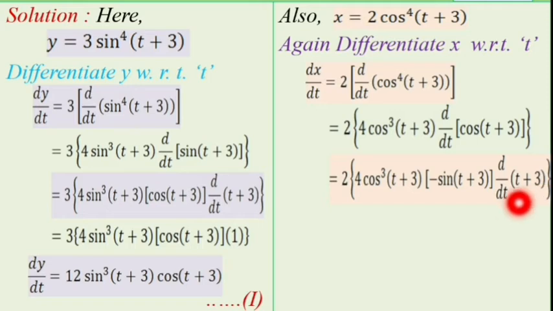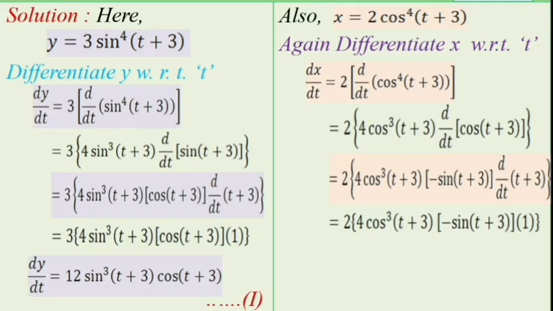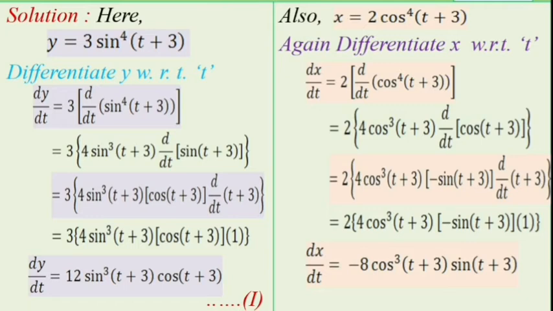Now taking the derivative of t plus 3 here, therefore dx by dt equal to 2 into bracket 4 cos cube t plus 3 into bracket minus sin of t plus 3 into the derivative of t plus 3, that is only 1, because the derivative of t equals 1 and 3 being a constant has derivative 0. Therefore dx by dt equal to 4 into 2, that is 8, and here is a minus 1, therefore minus 8 cos cube t plus 3 into sin of t plus 3. That is equation number 2.